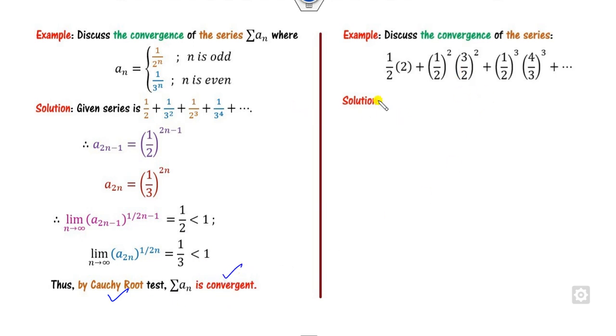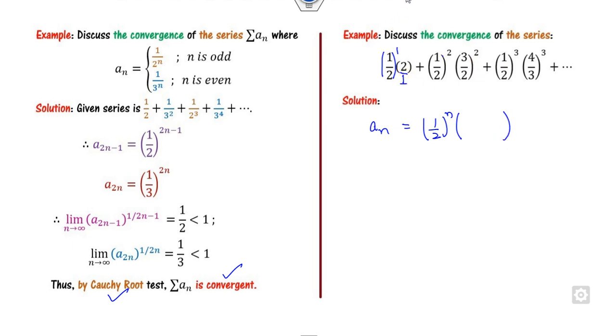Look at this one. Now in this case, how can you find the nth term? This is 1 by 2 raised to power 1, 1 by 2 raised to power 2, and it is 1 by 2 raised to power n. Now how can you write this? So it's a fraction.